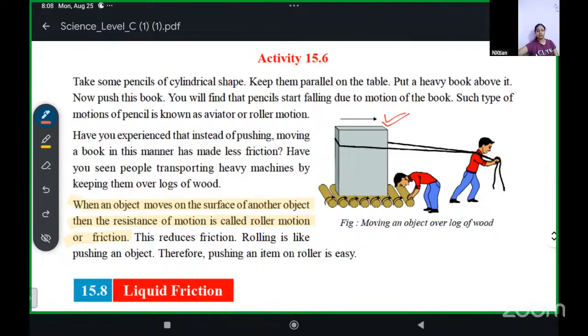Yes, Abraham, the resistance is called friction when you are just pushing something. Roller motion is particularly when it is in the form of a roller, when one thing is rolling on another object. That is roller motion. But in general, when one thing is moving on another object but not rolling, that is called friction. That is correct.